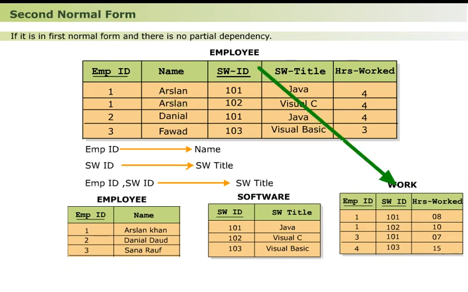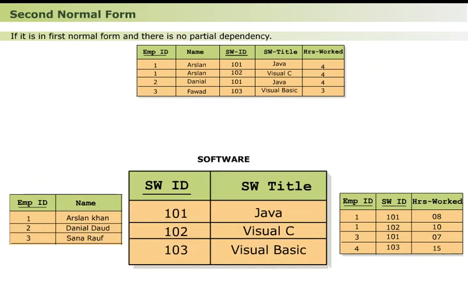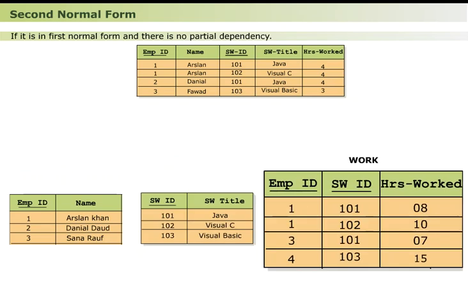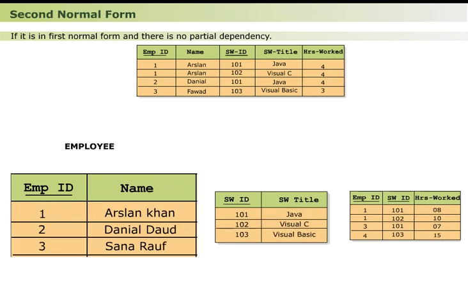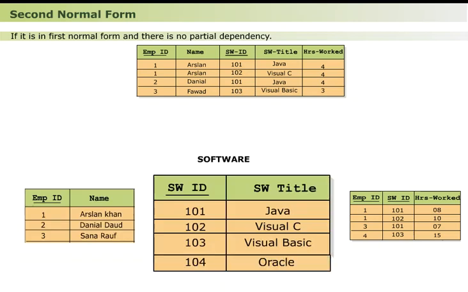Dear learners, let us now compare the employee table before splitting as shown with the newly created tables: employee table as shown, software table as shown, and work table as shown. The new employee could be easily added in the newly created employee table, which is not possible without software in original employee table. The new software could be easily added in software table, which is not possible without an employee in original employee table.